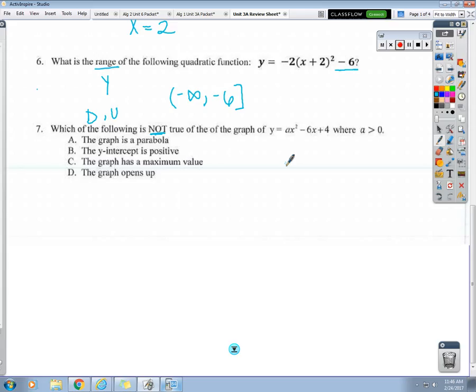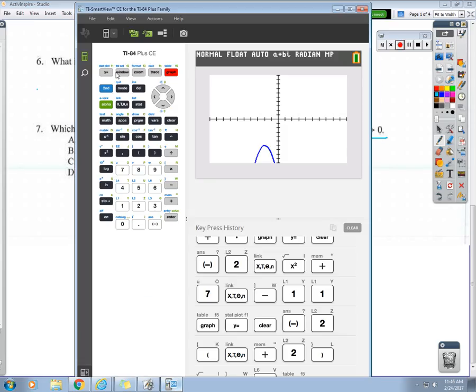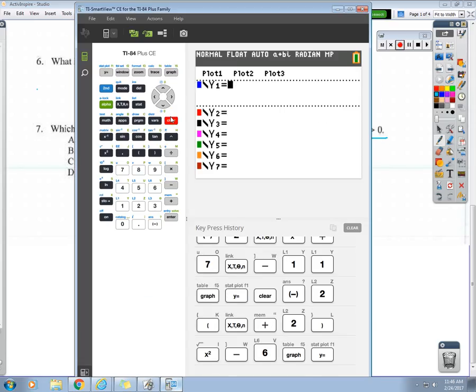Which of the following is not true of the graph of y equals ax squared minus 6x plus 4 where A is greater than 0. What do they mean when they say where A is greater than 0? Your A value has to be a number greater than 0. So could A be 1? Could A be 2? Could A be -5? No. So why don't you just start by graphing that equation, put in the A place a number greater than 0. So just start with 1.